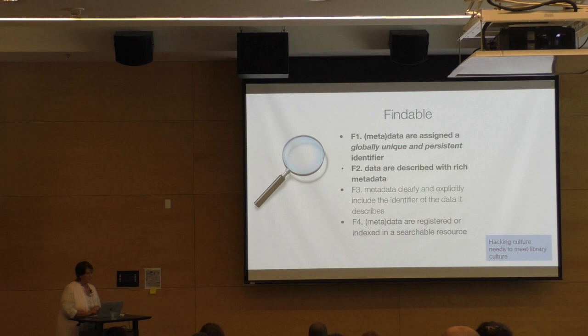They are described with rich metadata, which loosely translated is data about data. They clearly and explicitly include the identifier of the data it describes, and they're registered or indexed in a searchable research source. So everybody says, oh, well, Google does this, right? You don't need to do it. But Google's been terrible at data resources because data are often contained in structures that don't allow themselves to be easily searched by search engines.